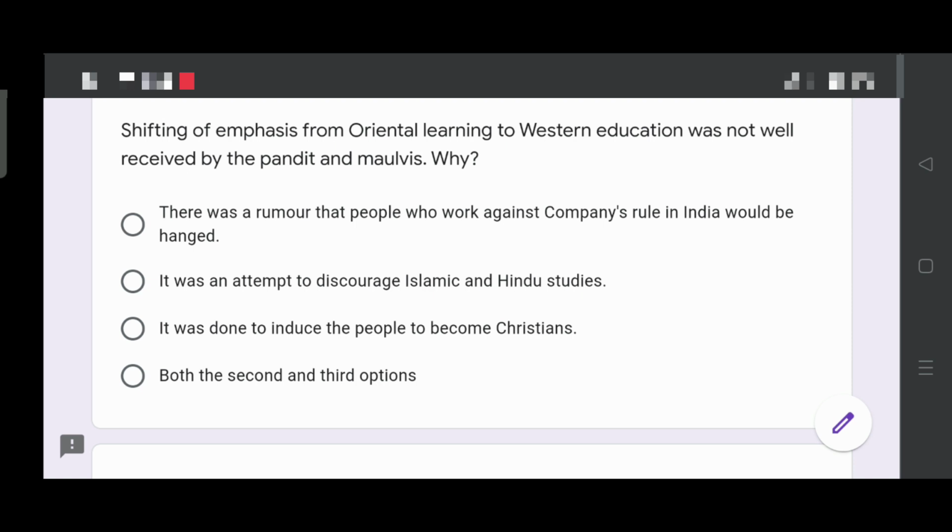It was done to induce the people, to encourage the people to become Christians, both the second and third options. The right answer, both the second and third options. It was considered to be an attempt to discourage Islamic and Hindu studies, hence the Pandits and Maulvis did not receive this shifting of emphasis from Oriental learning to Western education well, and it was also thought to induce the people to convert into Christianity.